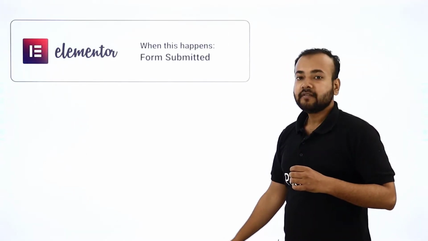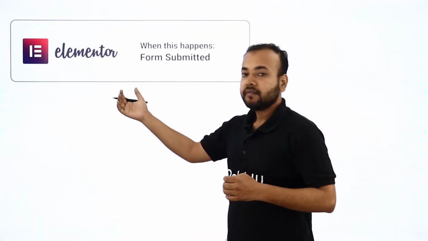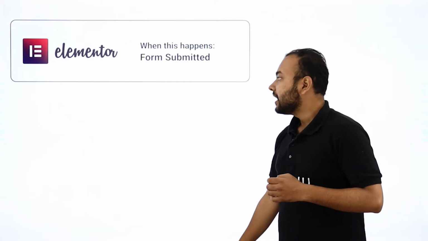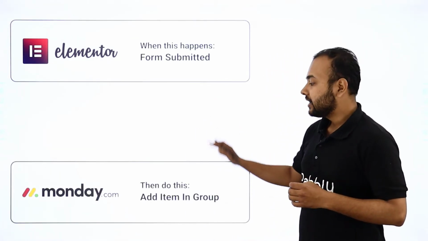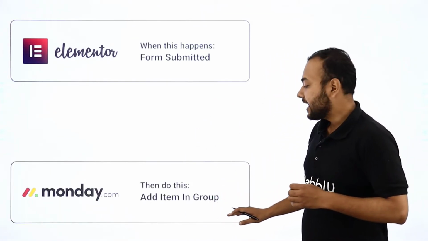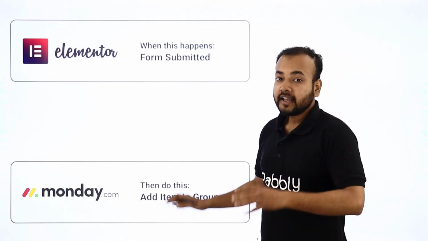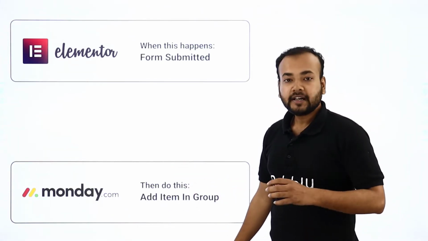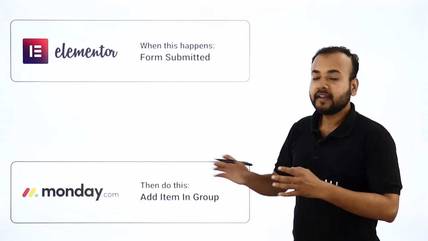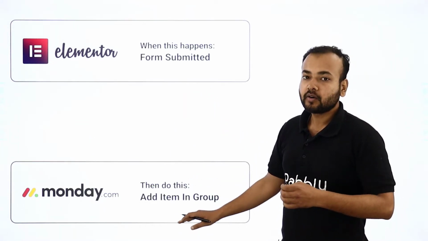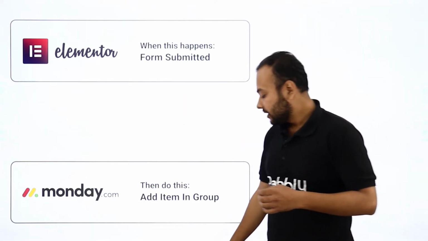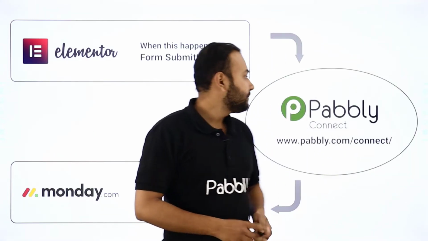Okay, so the workflow of our automation will look something like this. As and when you receive data from Elementor forms responses, this data will be automatically transferred here in Monday.com application and will be added here as a new item in a specific group. But guys, there is no connection present between Elementor forms and Monday.com. So to make this connection here, I am using a software called Pabbly Connect.